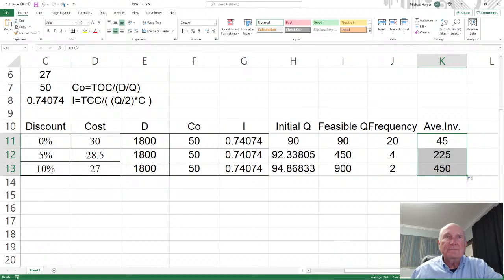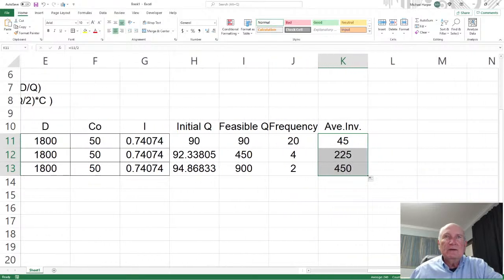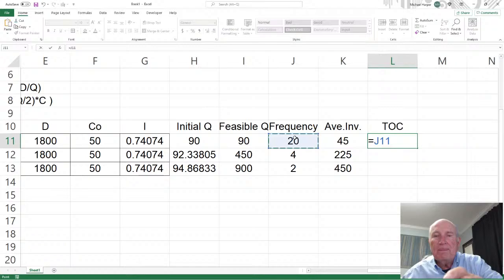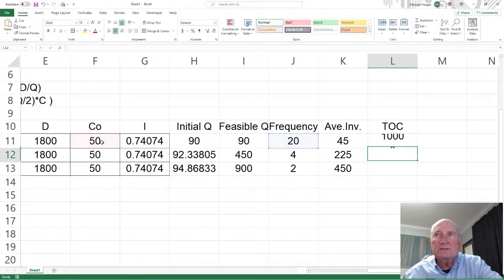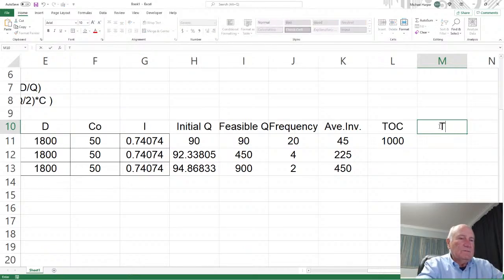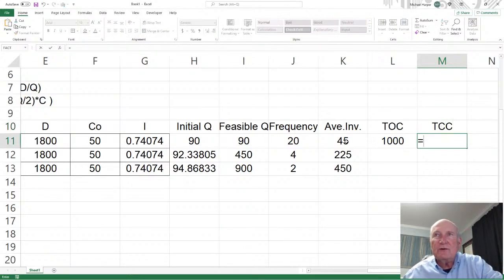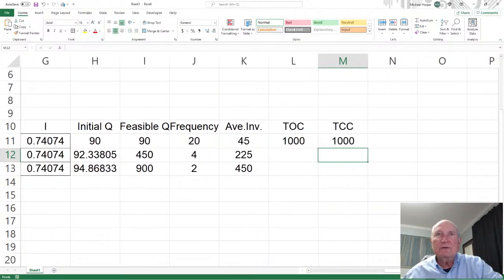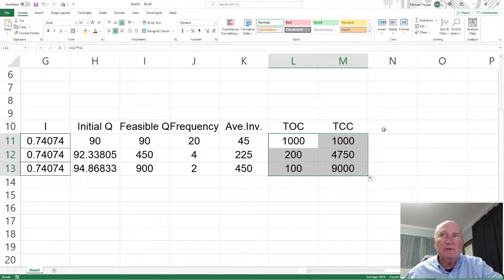Next, let's do the total ordering cost, which equals frequency times the unit ordering cost. Total carrying cost equals the average inventory times I times C. Let me come over here and get C. There's the C. Notice that for EOQ, they're equal, so we can copy these down. It's not going to be equal down here because it's not EOQ.